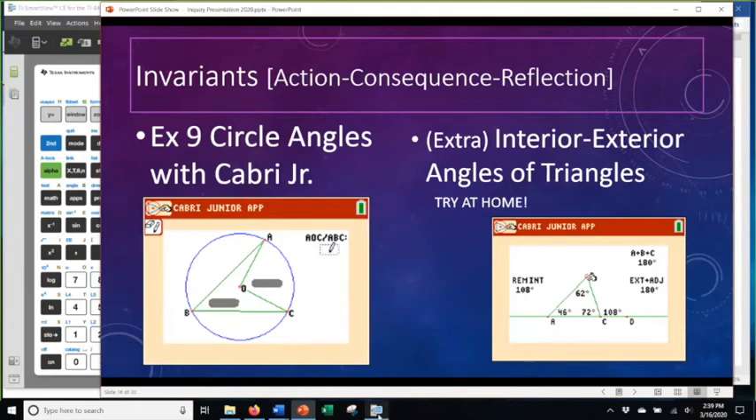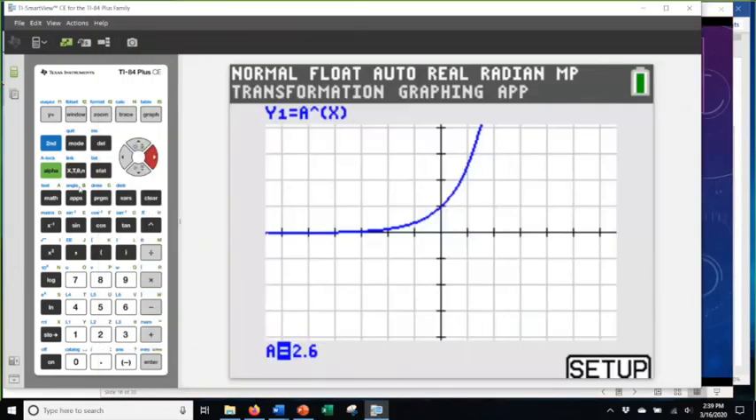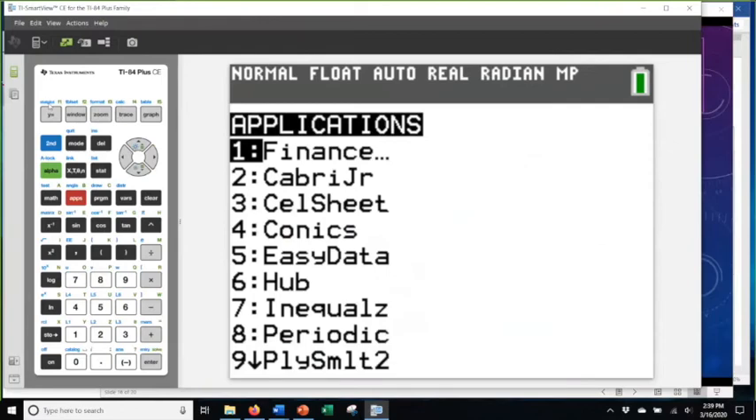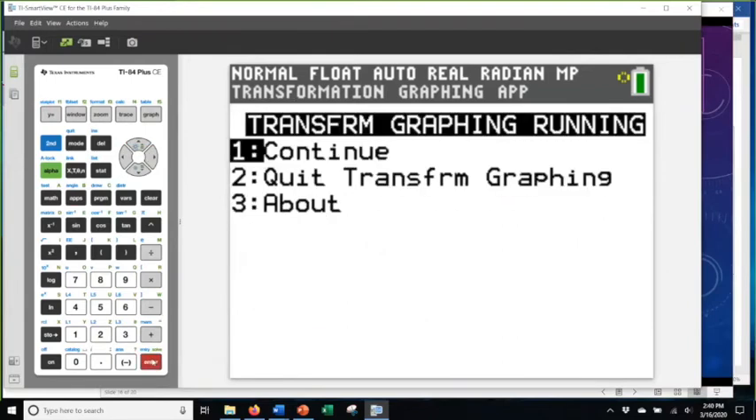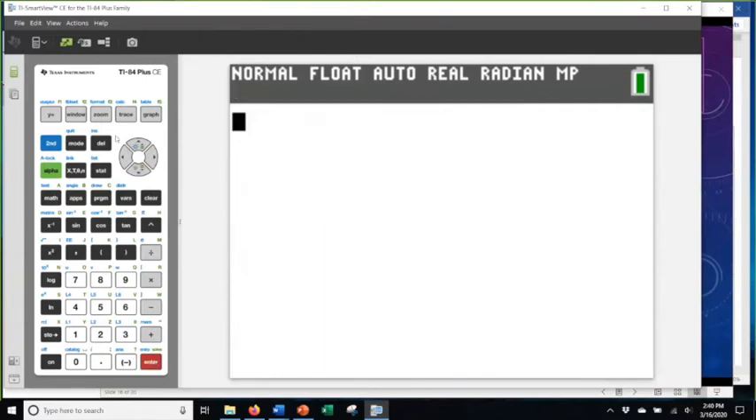We're going to go to our apps again. Oh, excuse me, let me get back out of transformation graphing. In transformation graphing in the color calculators, along the top of the screen, there is a quit app option so that you quit transformation graphing. In the black and white calculator, it's a little bit different, and there are handouts in your Dropbox file that you will get later that explains how to exit transformation graphing on the black and white calculators.